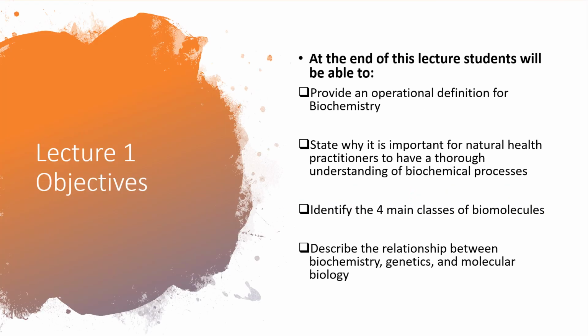Now, for today's lecture objectives, at the end of this lecture, students will be able to provide an operational definition for biochemistry. They'll be able to state why it is important for natural health practitioners to have a thorough understanding of biochemical processes. You'll be able to identify the four main classes of biomolecules, and you'll be able to describe the relationship between biochemistry, genetics, and molecular biology.